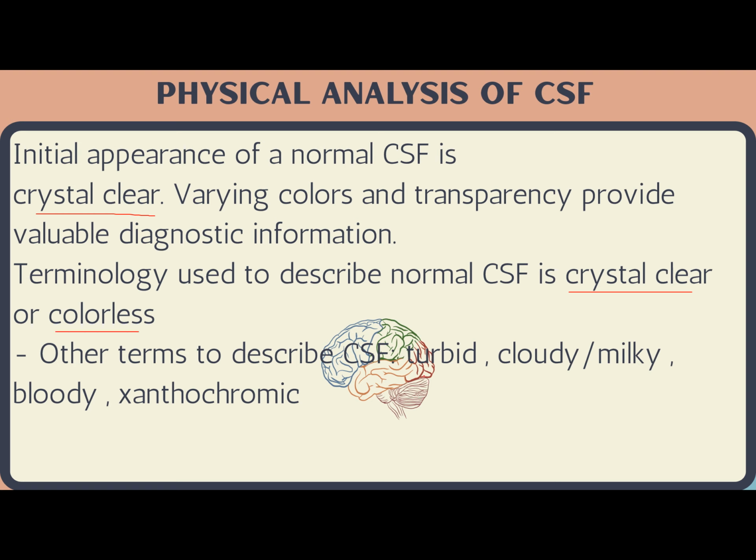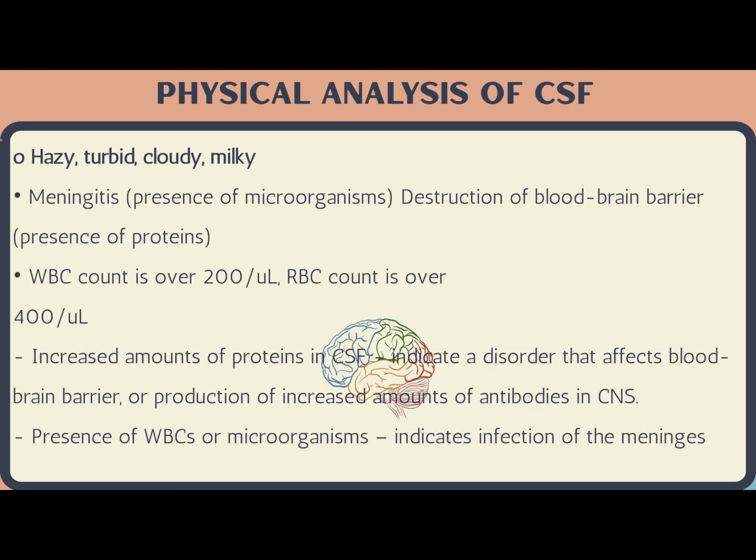Other terms used to describe CSF would include turbid, cloudy or milky, bloody, and xanthochromic. So let's discuss them one by one. First, if your CSF, class, would appear hazy, turbid, cloudy, or milky, it means that there's a presence of microorganism seen in meningitis. Meningitis is the inflammation of your meninges. To simplify, class, your meninges are infected with a microorganism. So this would cause destruction of the blood-brain barrier, signified by the presence of protein.